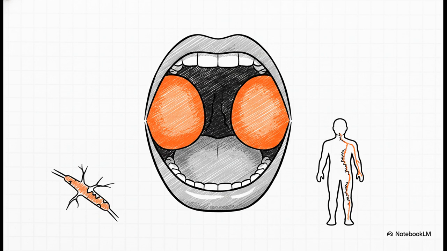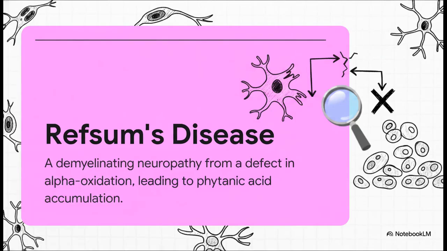The neuropathy itself is axonal, but it has this really weird pattern for a genetic disease. It shows up as an asymmetric mononeuropathy, meaning it hits one nerve on one side of the body at a time. Super unusual. Okay, let's get back to our other major rule breaker, Refsum's disease.